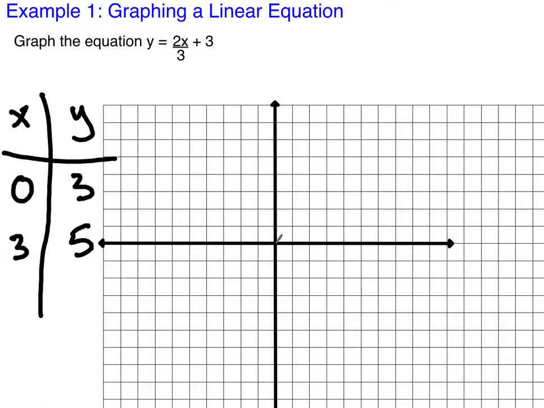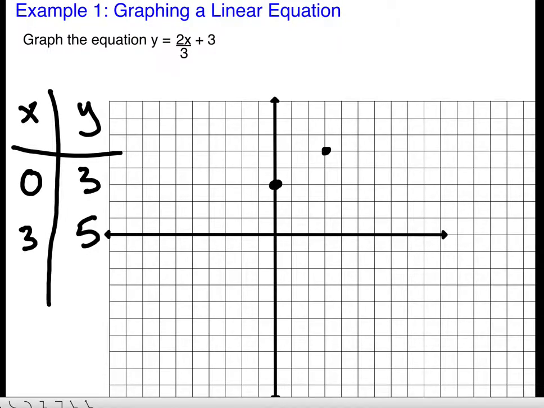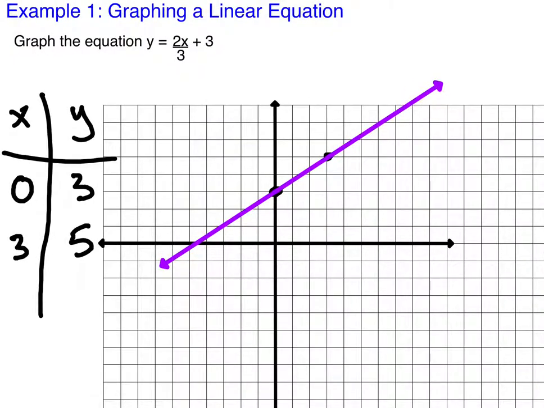So the point x is 0, starts at the origin and goes up to y equals 3. So this is the point 0, 3. And then go over 3, up 5. This is the point 3, 5. And now I can graph this line. I'm going to use a line tool. It goes through both the points. Alright, so that is my graph of this equation. You just find 2 points and then you can graph it. That's all you need for a line.